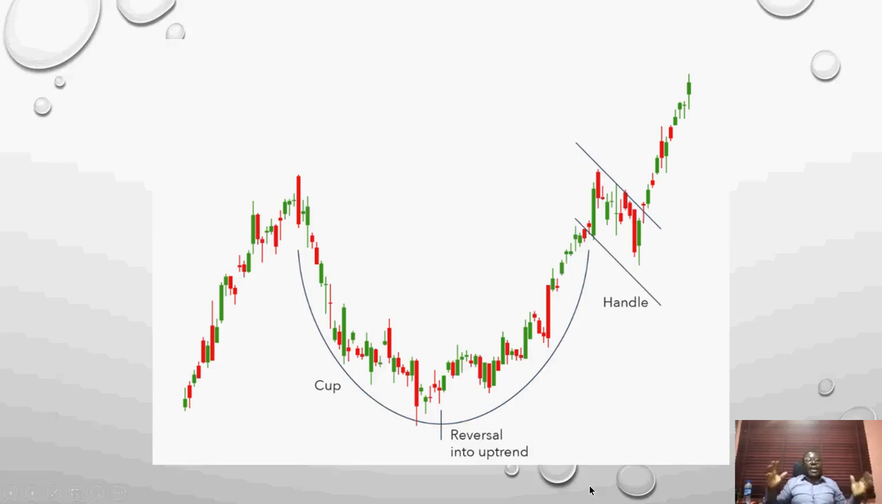All right, this is the cup and handle. You can see it looks like a cup. I saw this pattern recently and I laughed. I said, wow, these guys are giving me a cup of tea. Wow. And that is it. You can see all these lines here, you are the one that will draw it.